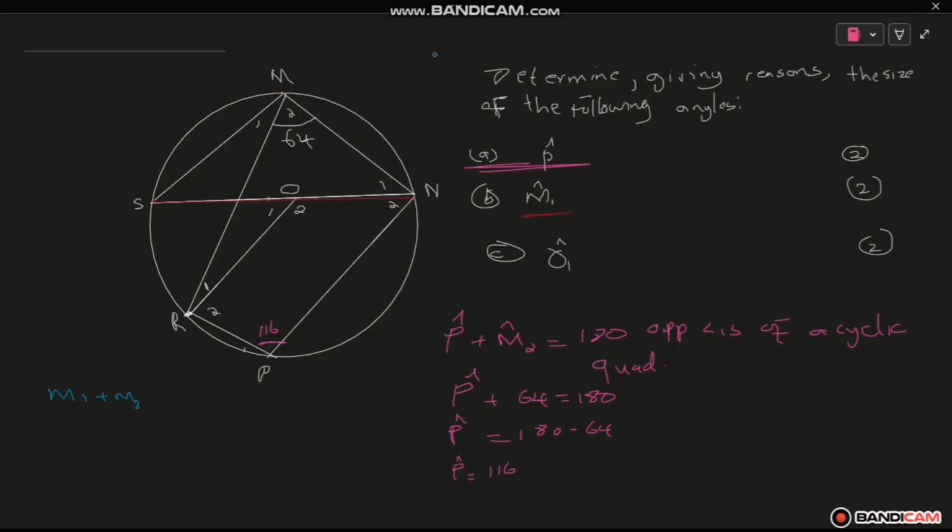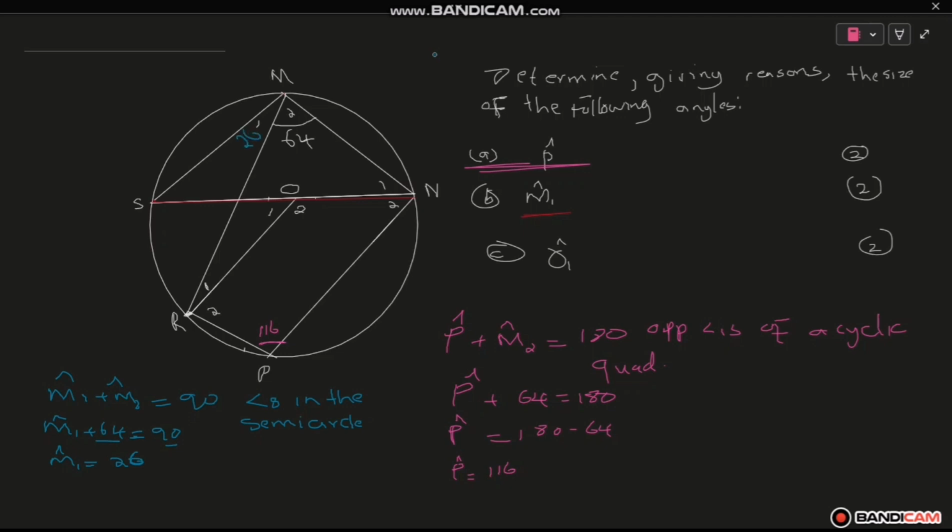Therefore, angle M1 plus angle M2 equals 90. Then the reason is angles in the semicircle, or in the half circle. I hope you see that. Then let's substitute: angle M1 plus 64 equals 90. Therefore, M1 equals 90 minus 64. Don't make yourself a staring. This will be 26. Use a calculator. So we have our value here as 26.